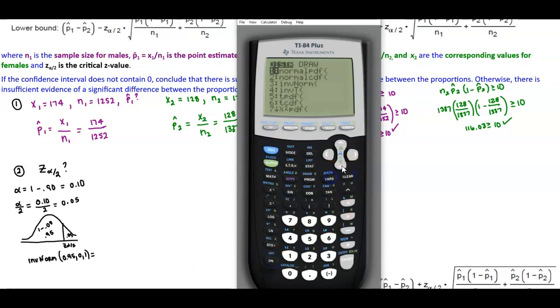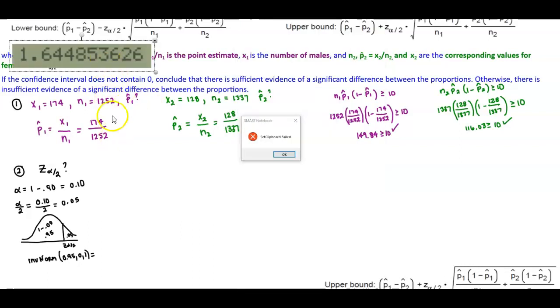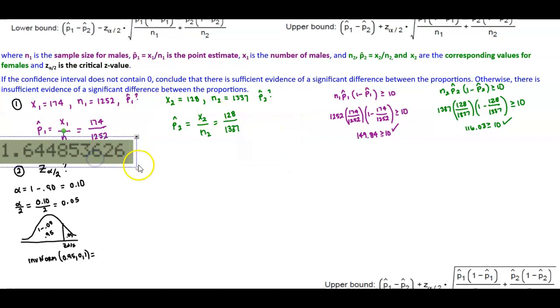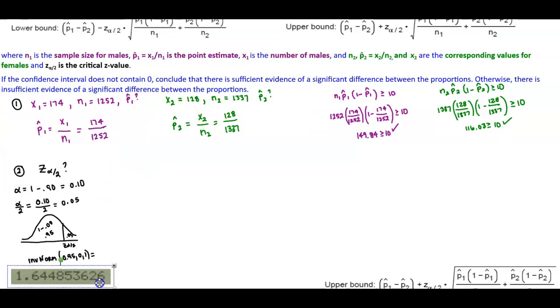So we go to second distribution, and we're going to go down to INV norm. I'm going to put in our area of 0.95. We have our mean of 0, standard deviation of 1, and then select paste and press enter. And now we have our critical value. Again, this is just a review of how to find the critical value. If you notice here, we can round that to 3 decimal places, which is 1.645. So now we've been able to find the critical value for this particular problem.